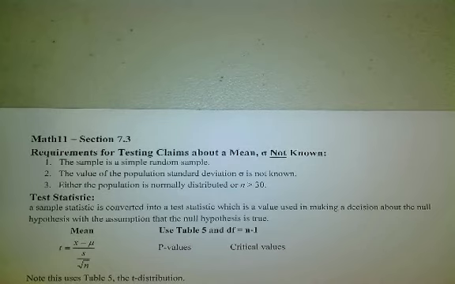The requirements for such a test: that it's a simple random sample, the value of the population standard deviation sigma is not known, and either the population is normally distributed or n, the number in the sample, is greater than 30. Our test statistic, the sample that is converted into a test statistic, is a value used in making the decision about the null hypothesis, with the assumption the null hypothesis is true.